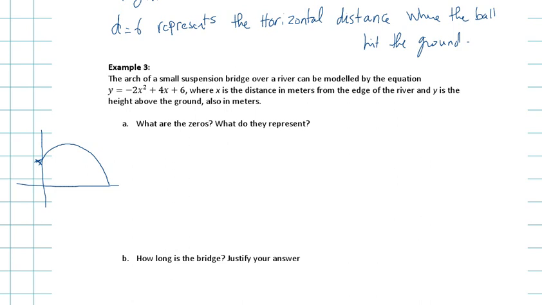Why did I graph it open down? The A value is negative. Make sense? So this is a sketch. I sketched it for you. I'm looking for the zeros of this. Now y represents what? Y represents the height of the bridge above the ground. So this is y. So it's the height over the bridge. And then x represents the distance from the edge of the river.